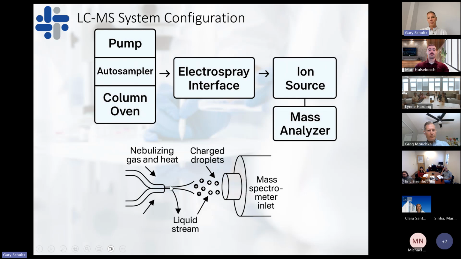By applying high voltage to this sprayer in combination with some sheath gas and nebulizing gas, we can form an electric field between this emitter and the MS inlet and cause charged droplets to form as part of that process. The droplets themselves need to evaporate to leave a charge residue on our analytes, and we do that through the assistance of gas and heat in order to help evaporate those droplets.